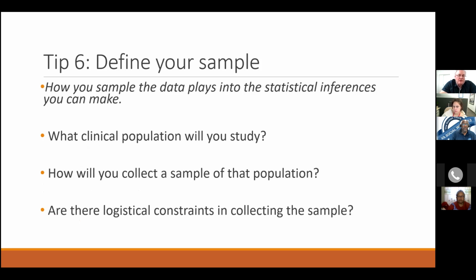So then again, how do you collect your data? What's the sample you're looking at? And that typically will dictate the types of inferences you can make. So what's the clinical population you're going to be studying? How do you collect that data? It's a sample from a larger population, presumably. Where do you get that sample? Are there any logistical constraints in collecting the sample itself?